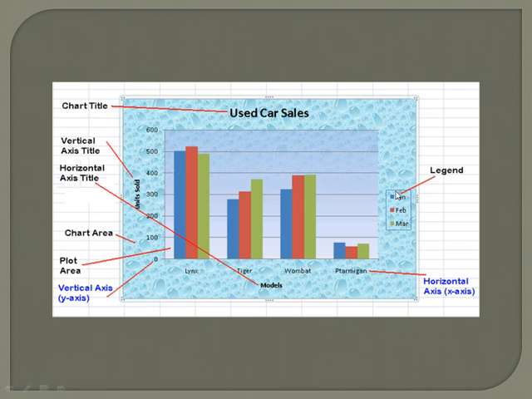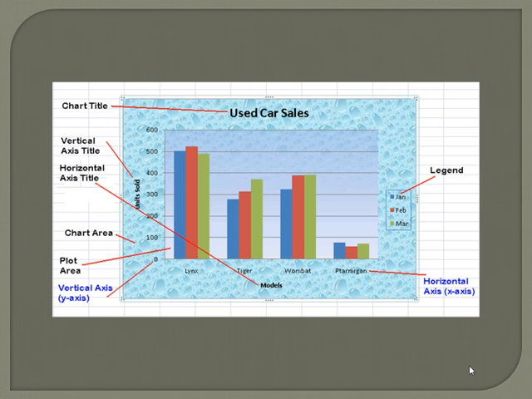On the right-hand side, you can see that there's also a legend here. The legend can be moved to different spots on the chart, but it always indicates each color of bar and what it represents. So for example, on this chart, the blue bars represent the number of units that have been sold for January, the red bars represent the units sold for February, and the green bars represent the units sold for March.